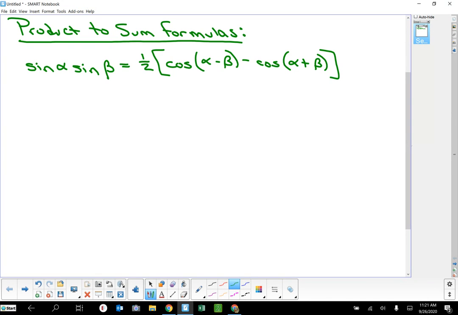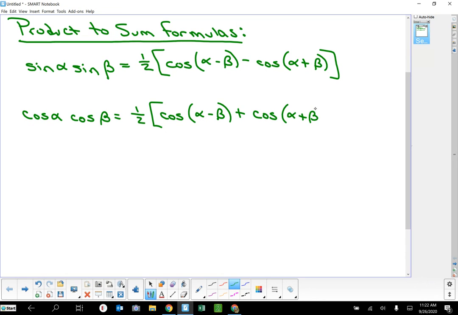Close the bracket. All right, the next one is cosine alpha, cosine beta. And that expands into 1/2 cosine alpha minus beta. These all look very similar, except the middle sign is different. I was looking at my paper and I was like, what? Did I make a typo? No, that middle sign is different. So it's still cosine alpha minus beta, but then there's a plus cosine alpha plus beta. So those two look almost identical, except for that middle sign.